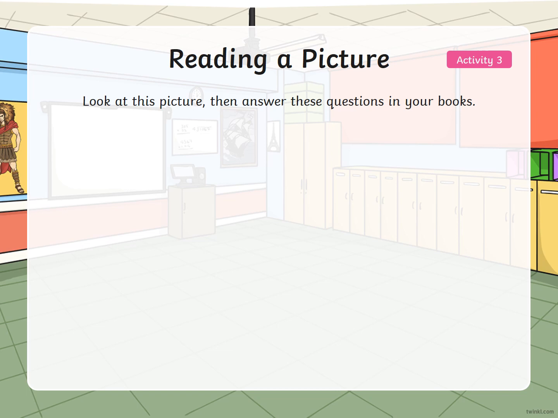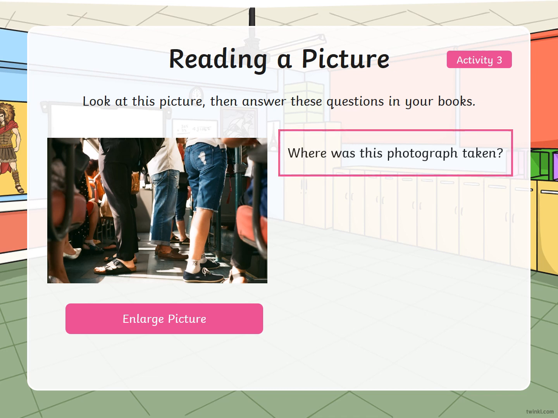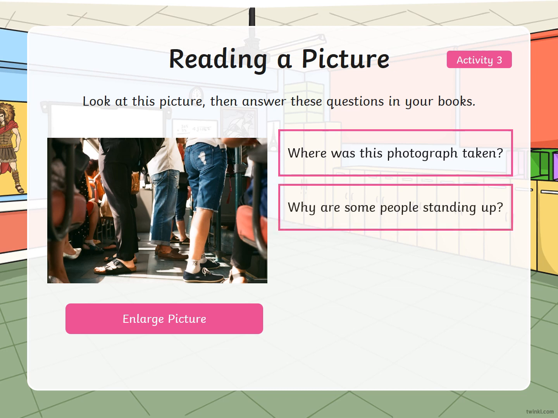Okay, next, we want to look at the picture and answer the questions in your books. So, where do you think this photograph was taken? So have a good look. Where do you think it was taken? Do you recognise this sort of picture? Have you been there before? Why are some people standing up? Okay, so some people stood up, some people are sat down. Why do you think this is?